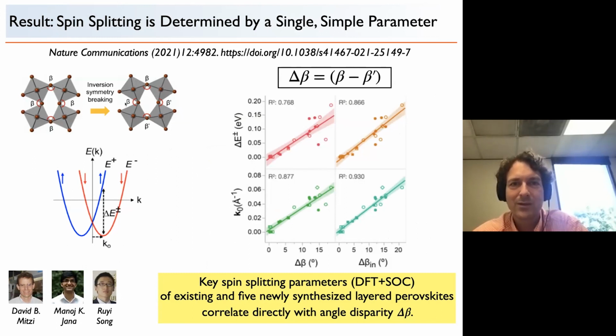So it's the difference between tilt angles on one side of a structure element like this and the other side of structure elements like that that correlates most heavily with the spin splitting that we observe. And this really, in my view, is a success, because while we still have to make and characterize the structure, at least this gives us a direct indicator of where we should look for spin splitting in these materials.